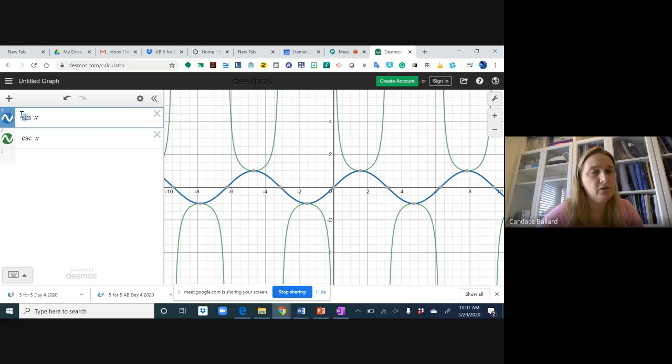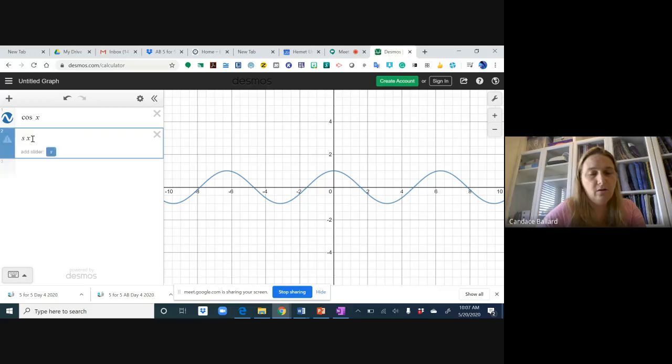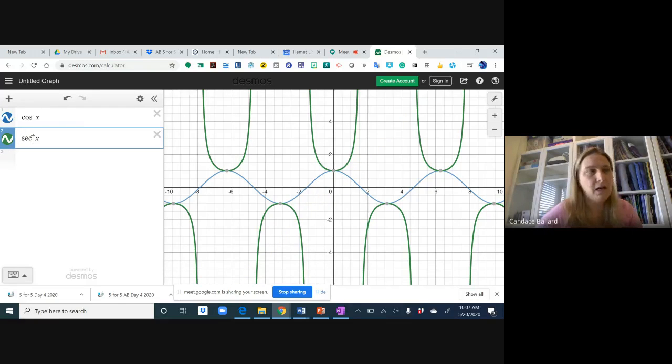You'll notice I'm going to switch this to cosine. So cosine and its reciprocal, or secant, have the exact same relationship, okay?